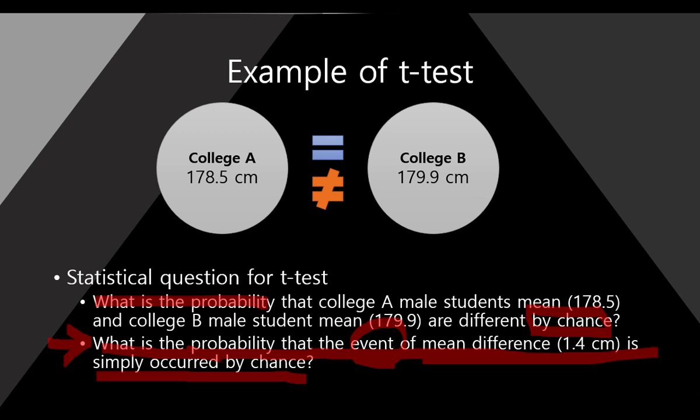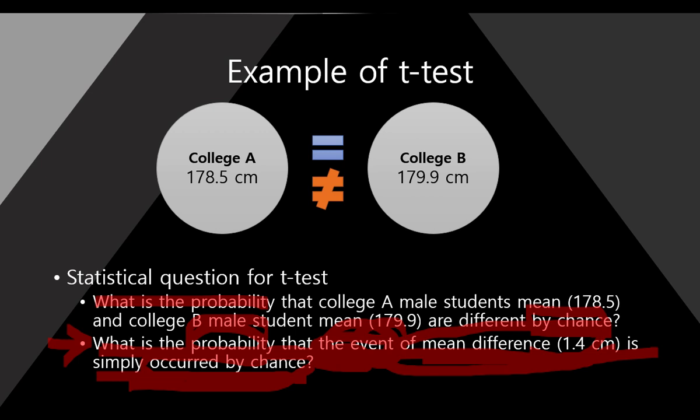If this probability is very small, in that case, it did not occur by chance. However, if this probability is sufficiently large, in that case, we can decide, oh, statistically, these two are the same, even though there is a difference of 1.4 centimeters. So our question is still the same. Statistical decision making and the statistical question is, what is the probability that an event occurred by chance? Here the event is the mean difference of 1.4 centimeters. Okay? So every time you must ask a statistical question for statistical decision making.